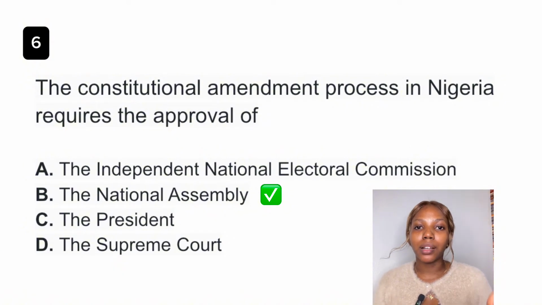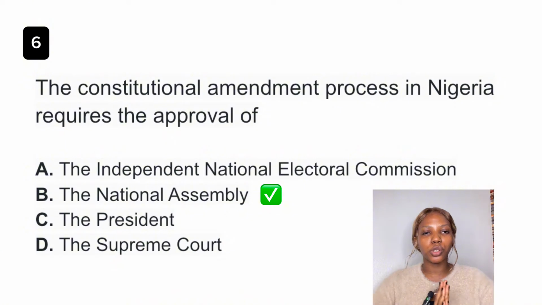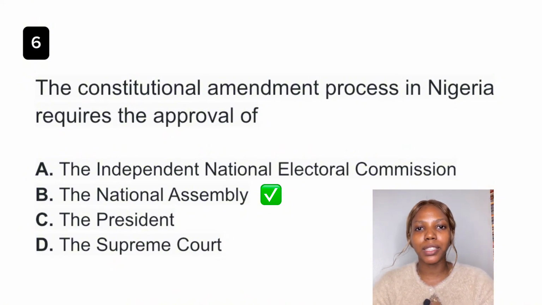Each of the chambers, the Senate and the House of Representatives, must approve with at least a two-third majority vote. What do I mean by this? The Senate is made up of 109 members, so you have 109 times 2 over 3, and the answer is approximately 73, to be practical. The assent of the president is the last stage, and that is just a formality process. So you need to be able to distinguish between the formality process and the real approval or the real selection. So the answer to this question is option B, the National Assembly.